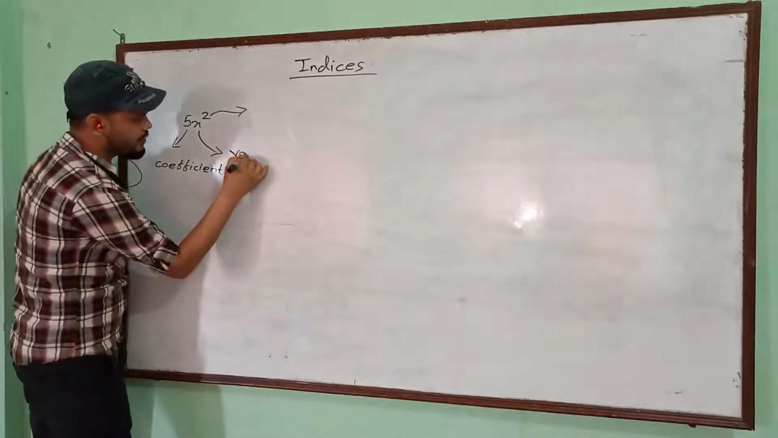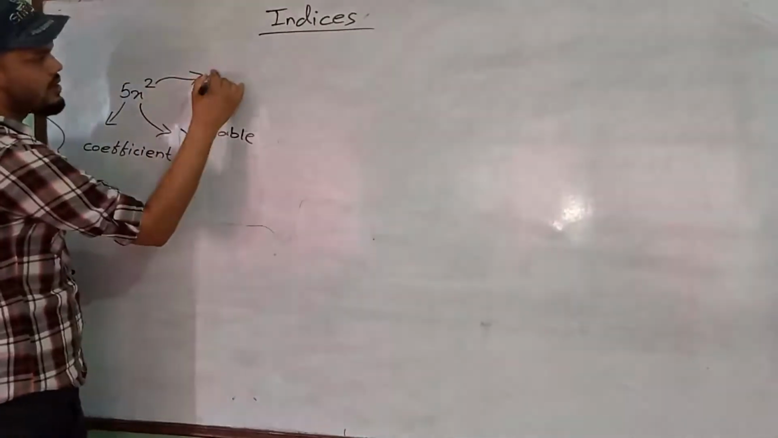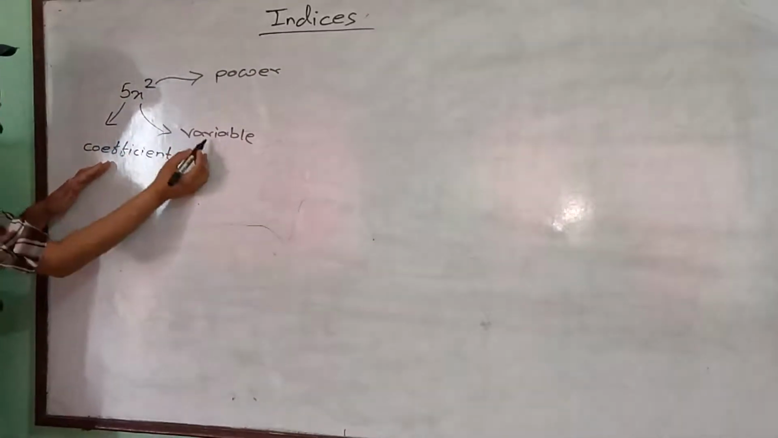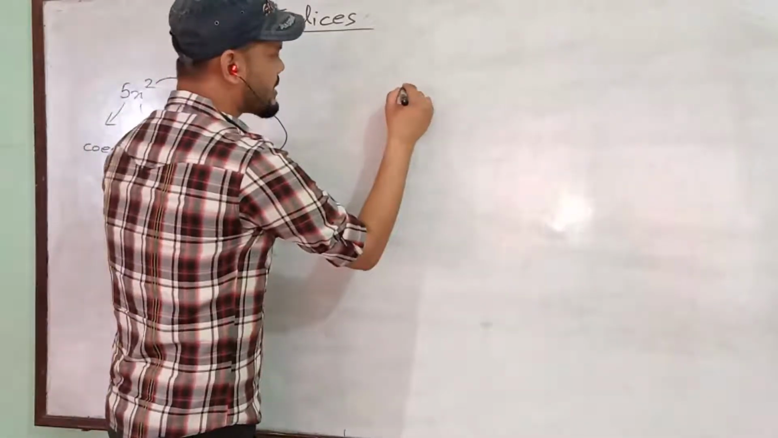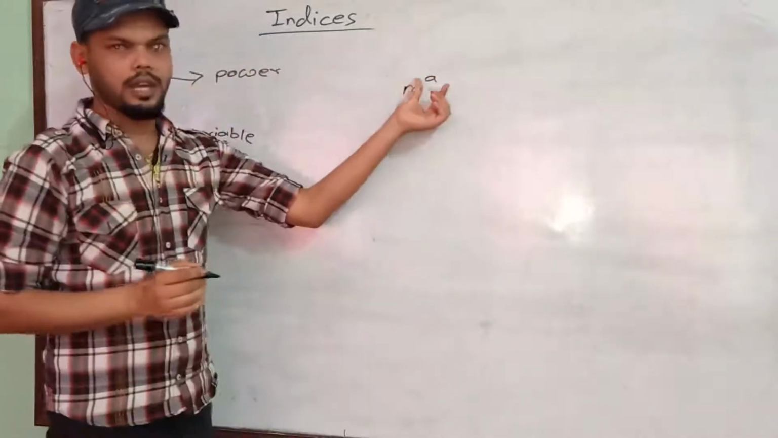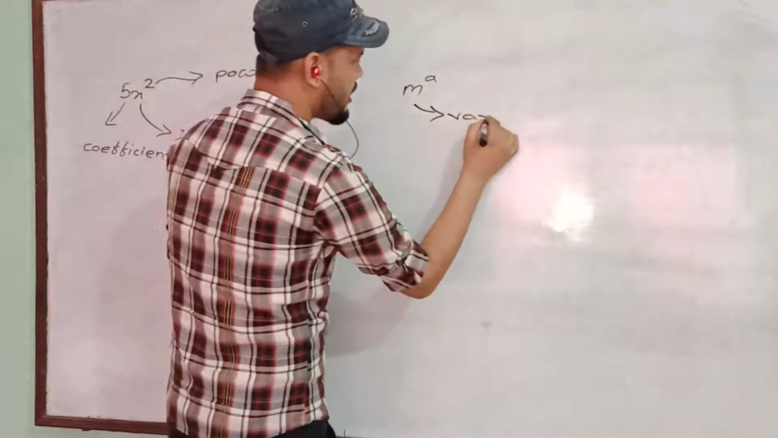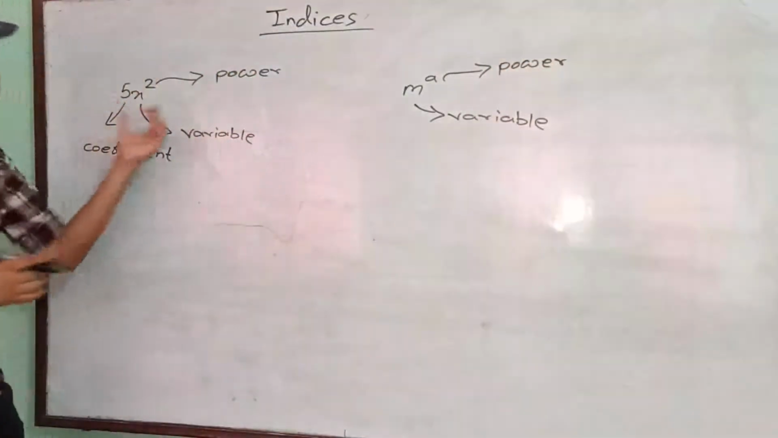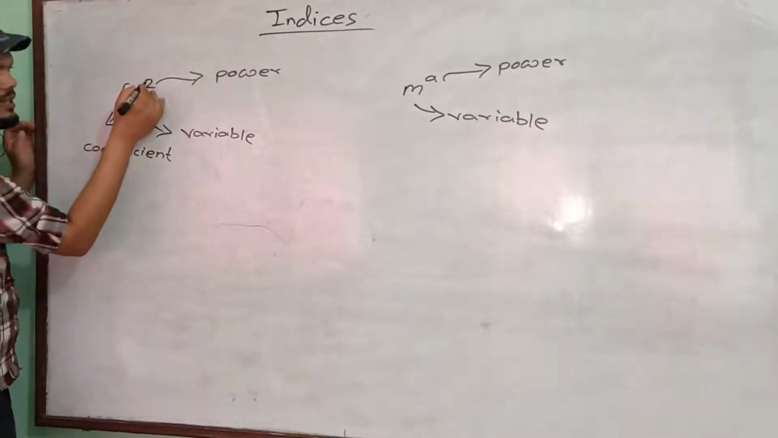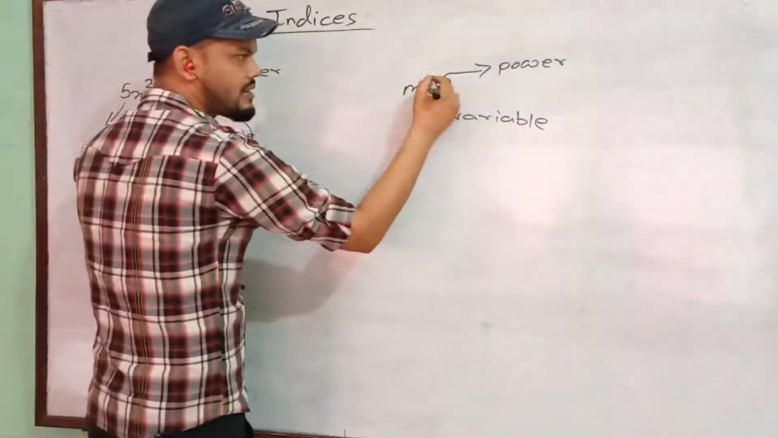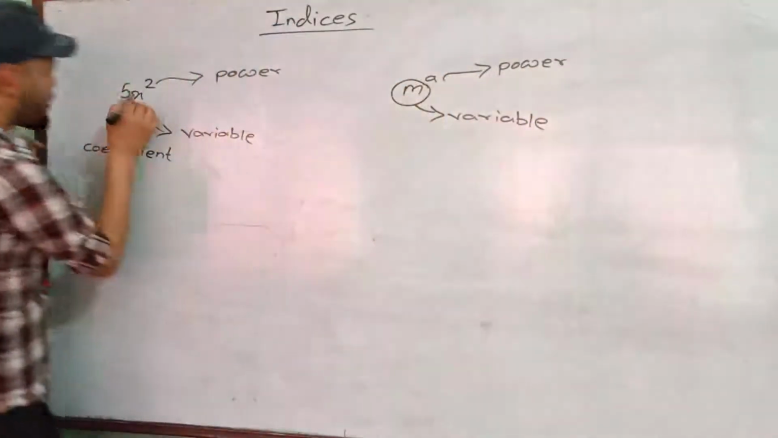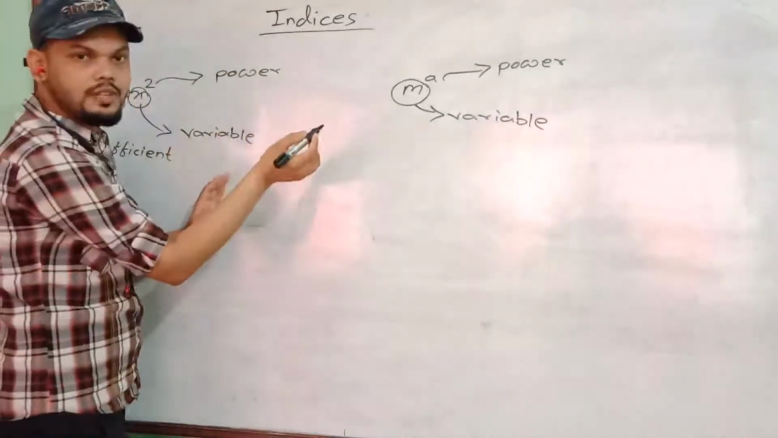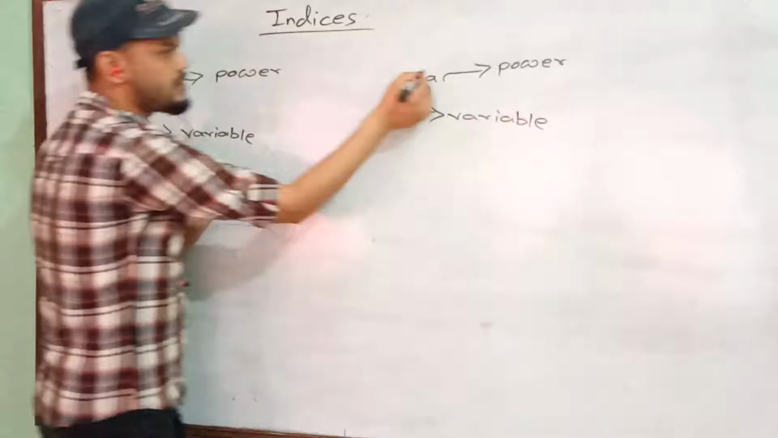Similarly, this x is the variable, and this 2 is the power. So from this example we find three things: coefficient, variable and power. Similarly, consider a simple example like m to the power a, where m is our variable and a is our power. In both examples we find the power, 2 and a. The x and the m are the bases, that is, the variables, and this 2 and this a are the powers.